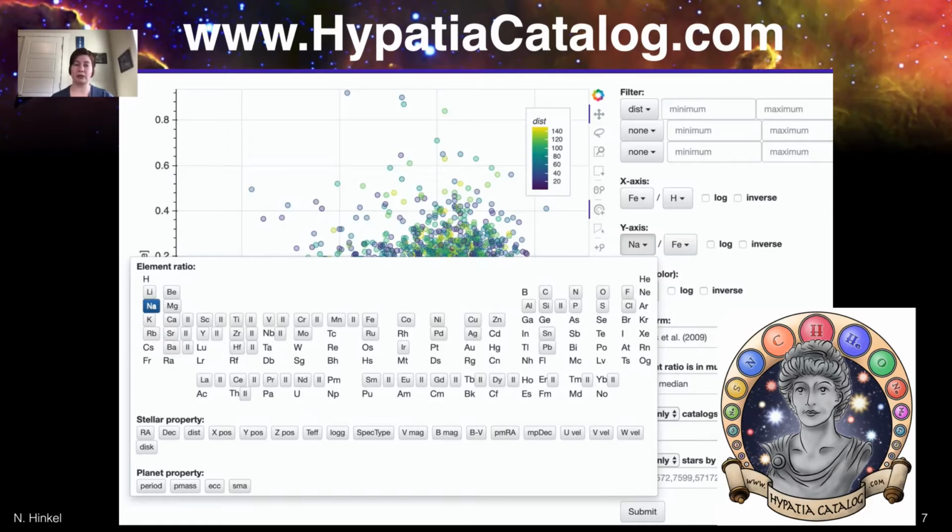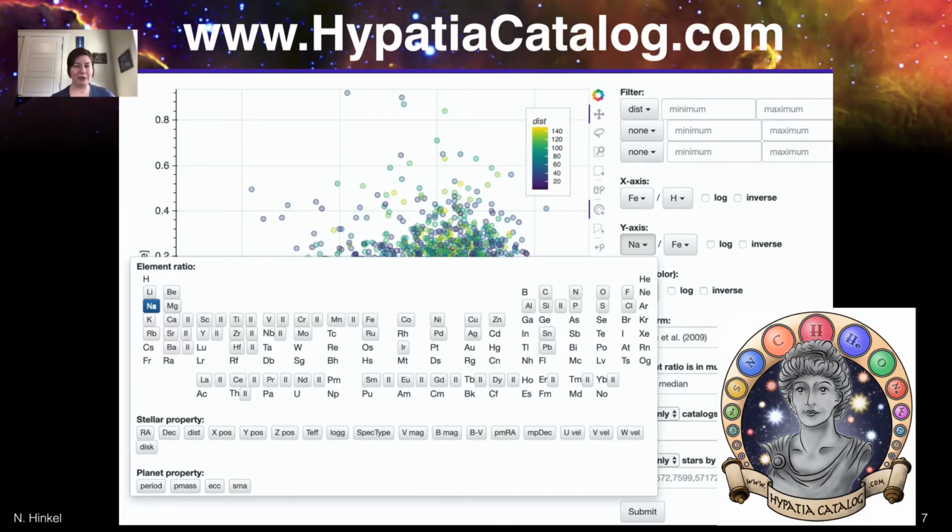The Hypatia catalog is one of the few multidimensional databases in the community because I've combined elemental abundances for stars as measured by a variety of different teams. So I put that together, and in total, there are about 350,000 different unique elemental abundance measurements within Hypatia, which you can access at hypatiacatalog.com.